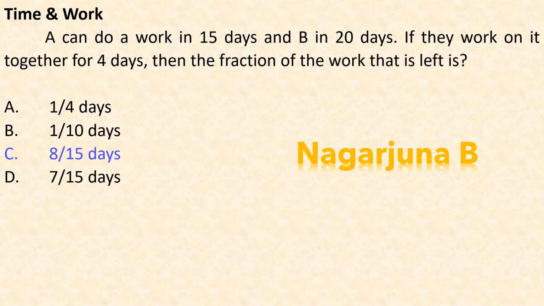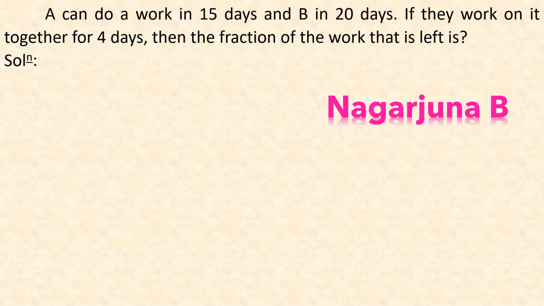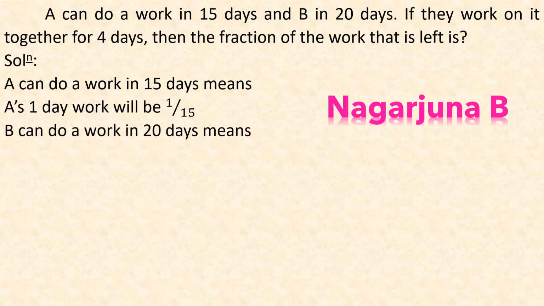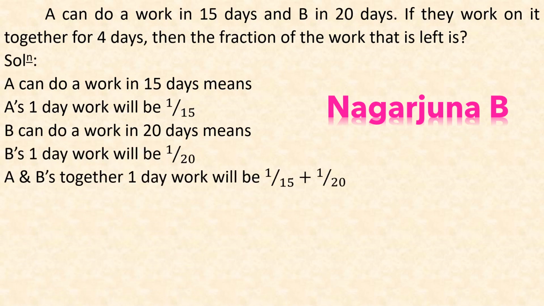Now we shall calculate how we get 8 by 15 days. So it is a question, A can do a work in 15 days and B in 20 days. If they work on it together for 4 days, then the fraction of work that is left is... A can do work in 15 days, means A's 1 day work will be 1 by 15. B can do work in 20 days, means B's 1 day work will be 1 by 20. A and B together 1 day work will be 1 by 15 plus 1 by 20.